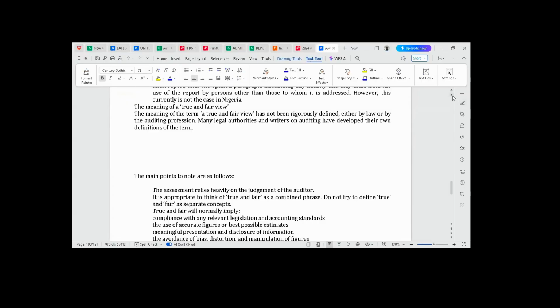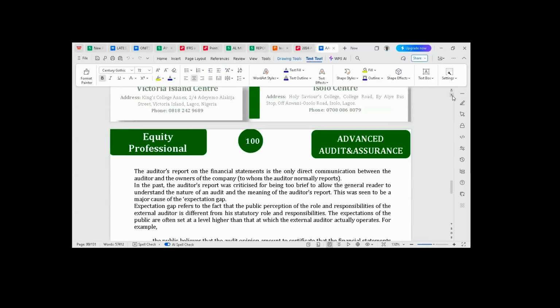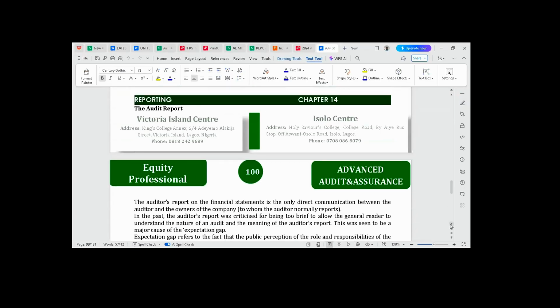So number one, what is reporting? Reporting is covered under ISA 701, 700, 705, 706. Those are the auditing standards that speak to reporting. So what is an audit report?